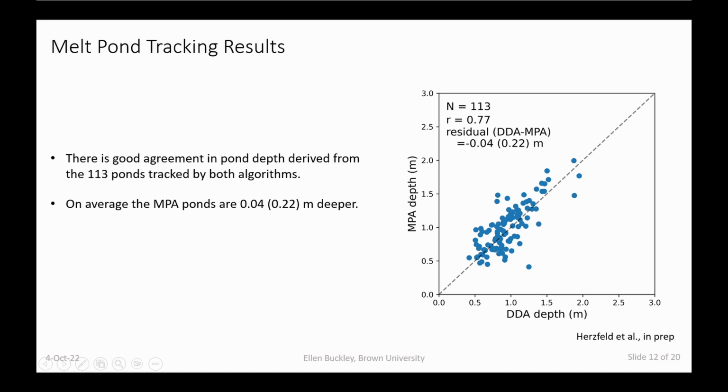Right. So when looking at the ponds that we've both tracked, and looking at the average depth from these ponds, there's a good correlation between the depths retrieved from both algorithms, which is a good validation and a reason to combine our data sets when we're looking at evolution throughout the summer. On average, the MPA ponds are only a few centimeters deeper than the DDA ponds.